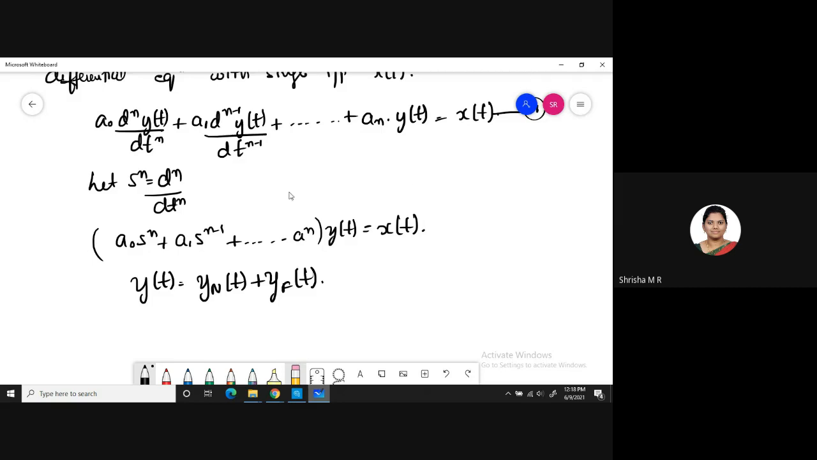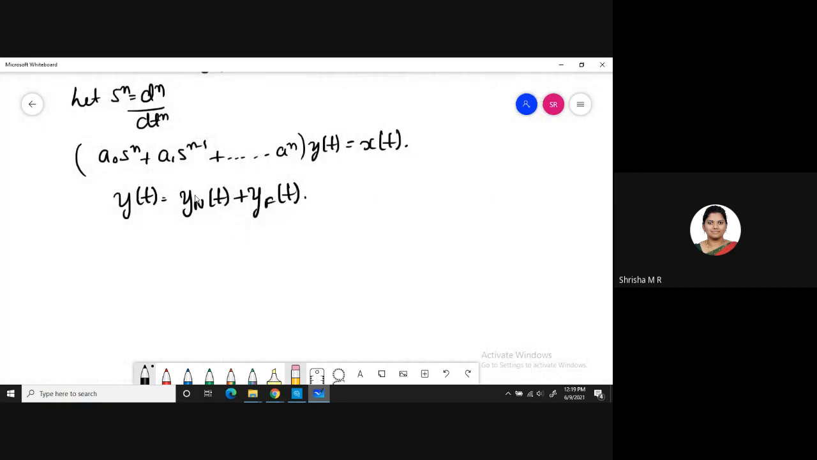Given any differential equation, you have to find the total response of the system, y of t, which is a summation of the natural response as well as the forced response. There are some procedures to calculate the natural response and forced response. Let us see that procedure. yn of t is the natural response. The natural response and forced response have to obey the principle of superposition, since this is for a linear time invariant system. So let us see what the natural response is first.